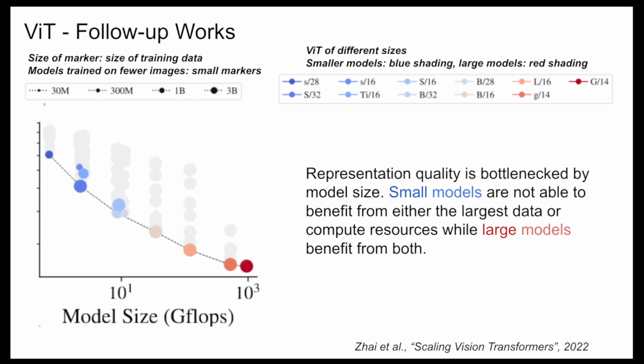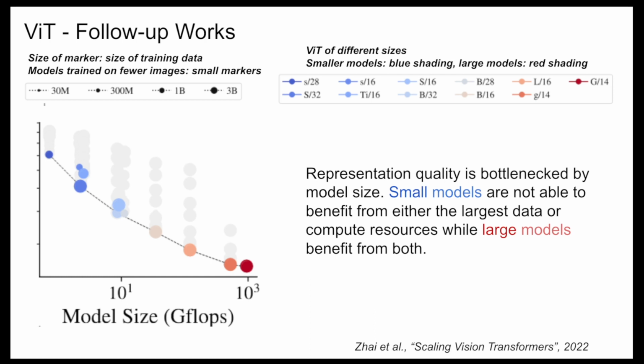And for data sets, the size of the marker means the size of the data. So models trained on fewer images are shown by small markers like this. So smaller models, the ones in the blue shadings, are not able to benefit from either the largest data or compute.